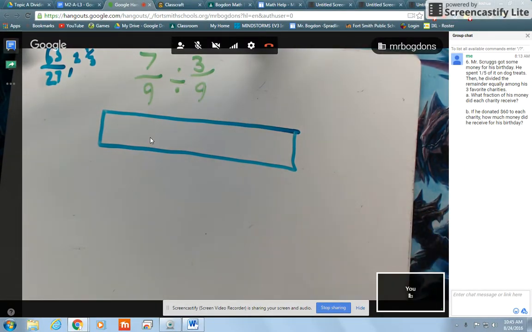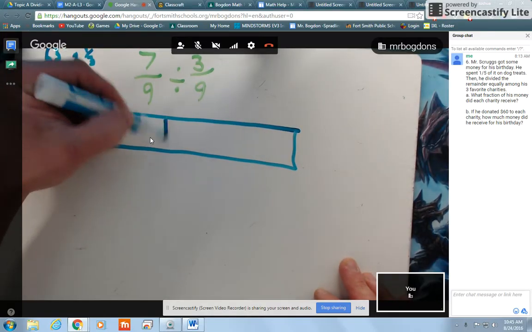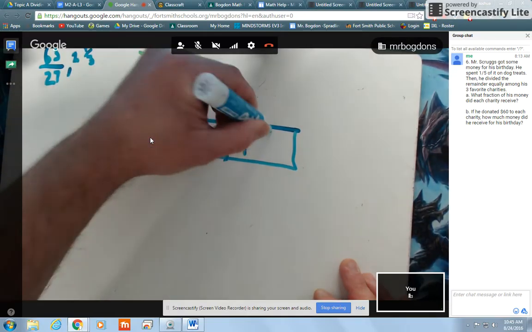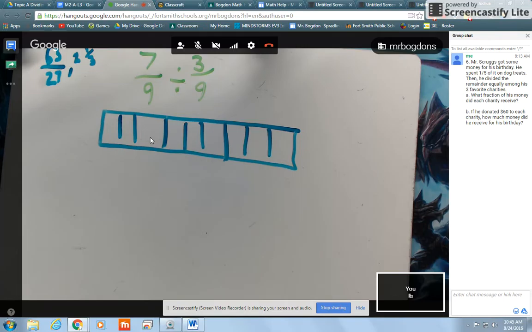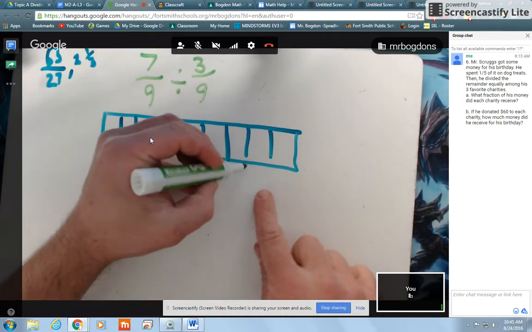Okay, what size units am I dealing with here? Anybody? Ninths. So how many pieces do I need to split it into? 9. Okay. What am I partitioning? How many ninths? How many ninths am I splitting up? 7. Okay, so I need to show my 7.